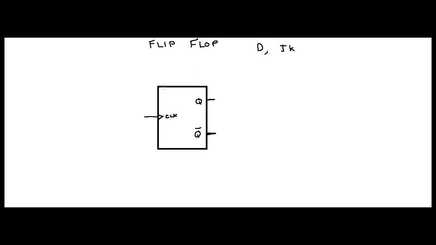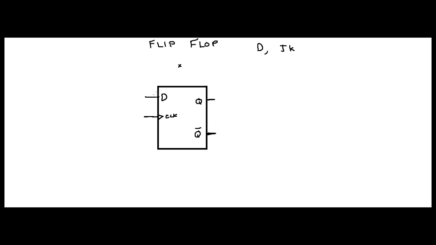So the generic flip-flop I've drawn over here, as you can see, they all have a clock input, right? And they have two outputs, a Q and a Q bar. Since we're starting with the D, I'm going to draw the letter D up here. D stands for data, and there's your input.